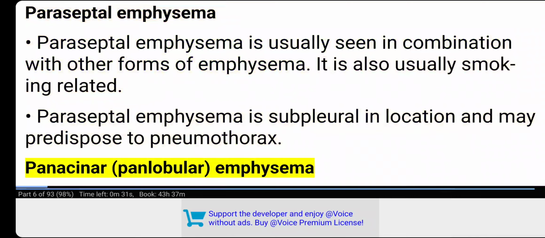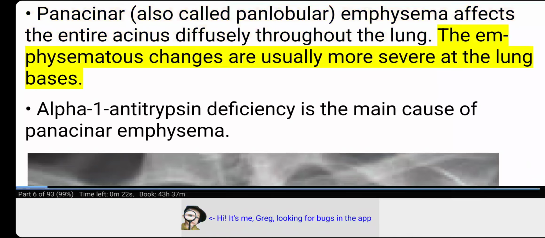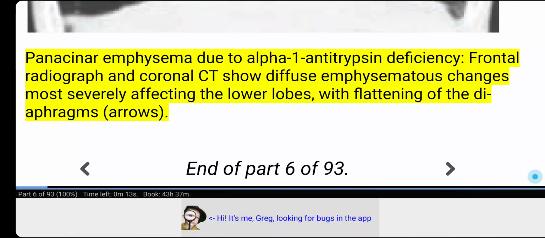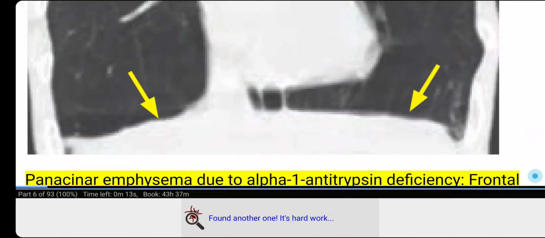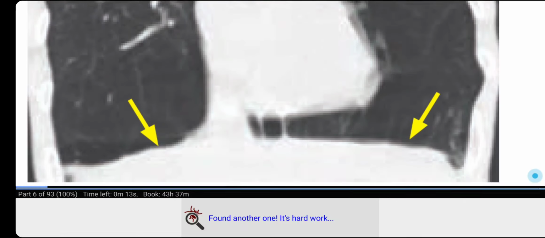Panacinar, also called panlobular emphysema, affects the entire acinus diffusely throughout the lung. The emphysematous changes are usually more severe at the lung bases. Alpha-1 antitrypsin deficiency is the main cause of panacinar emphysema. Panacinar emphysema due to alpha-1 antitrypsin deficiency. Frontal radiograph and coronal CT show diffuse emphysematous changes most severely affecting the lower lobes, with flattening of the diaphragm, arrows.